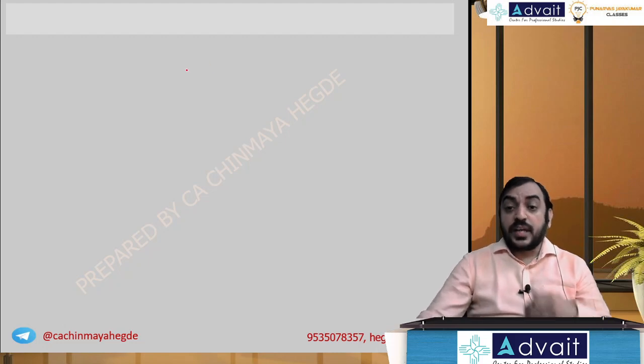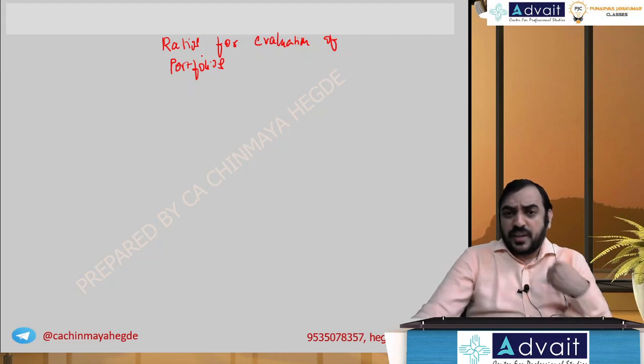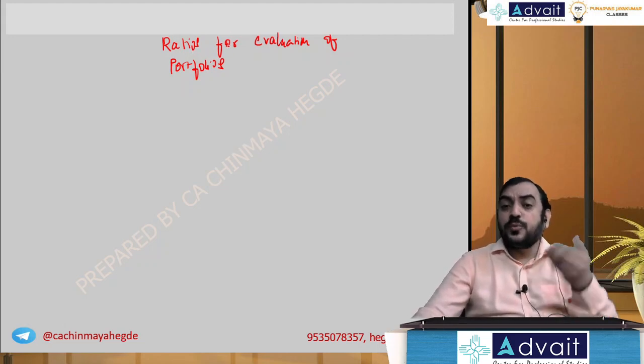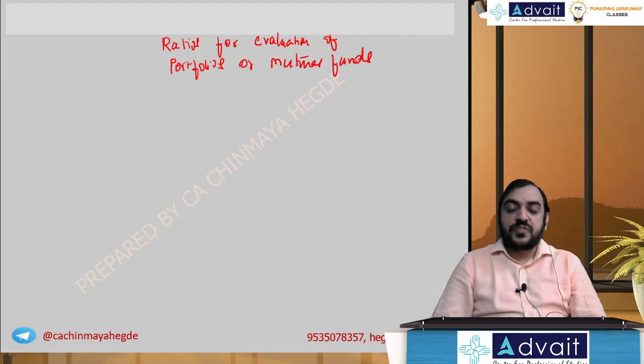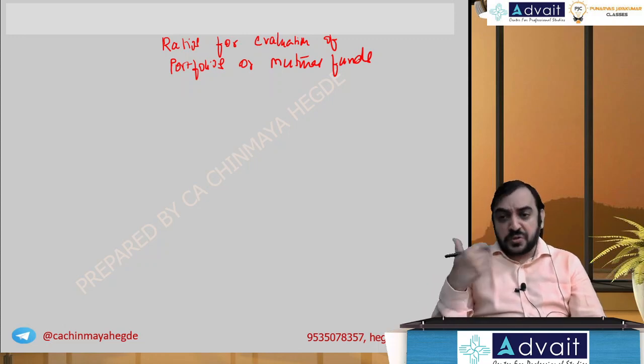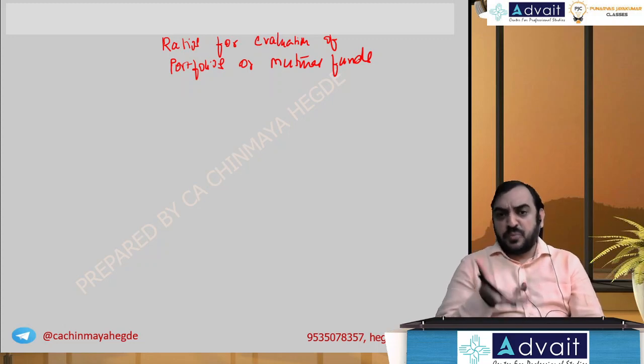Next we have some ratios for evaluation of portfolios. As an individual, can I buy a portfolio? I can buy shares. Can I buy a portfolio? Yes. How? Through mutual funds. So I will say it's evaluation of portfolio or evaluation of mutual funds. Actually, this topic comes more in mutual funds in your study material. But I wanted to connect this to the portfolio only because after all, a mutual fund is a portfolio. So I've included it here itself, in this chapter itself.